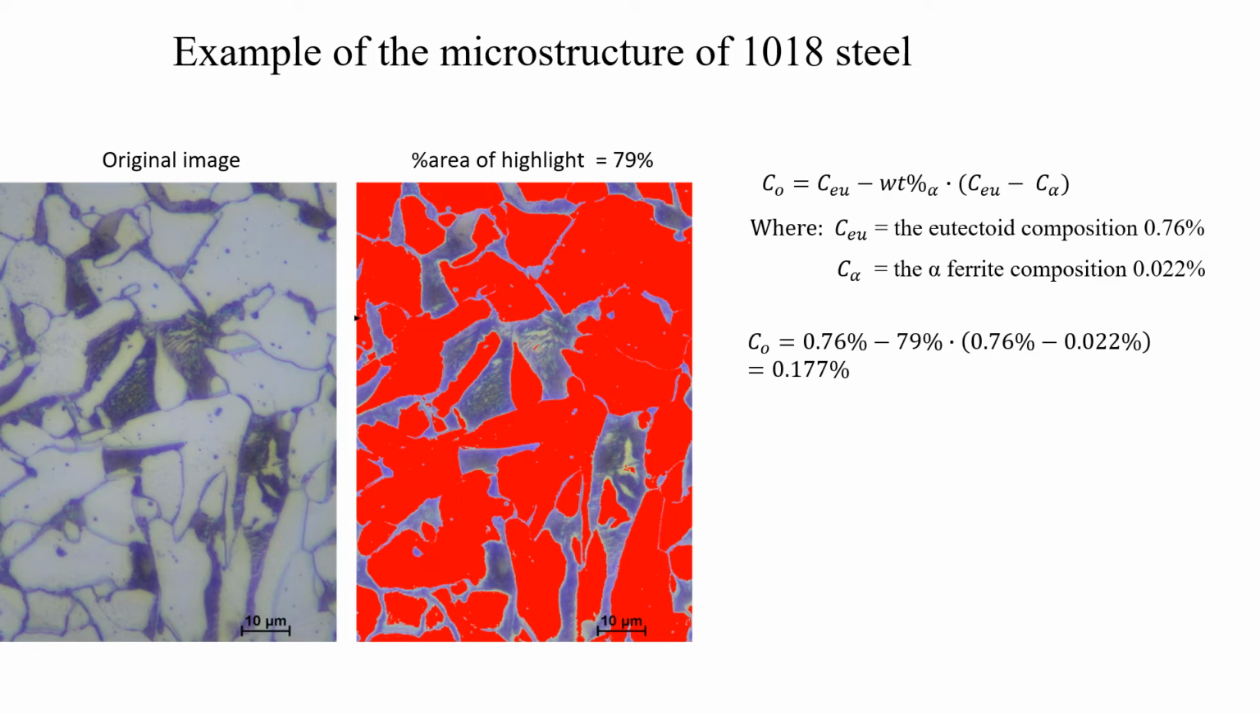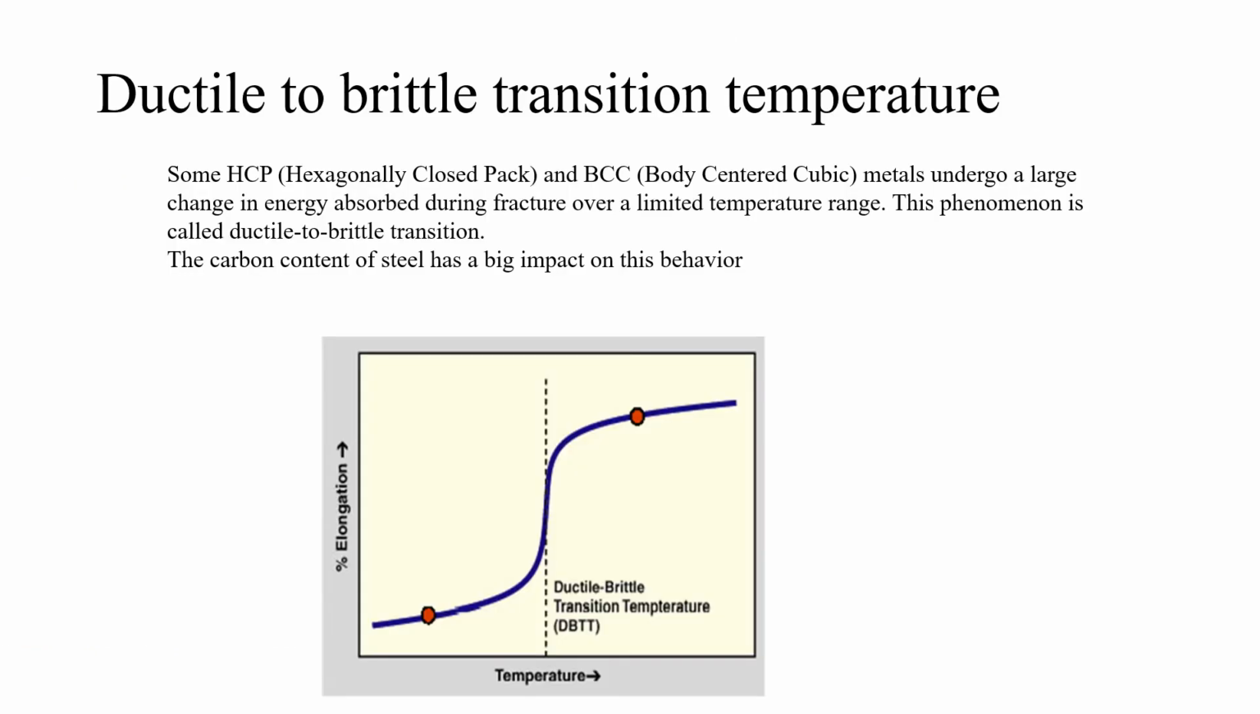You're going to look at two different steels with different carbon content. Then we're going to study a very interesting behavior called ductile to brittle transition temperature. What happens is that some materials, such as HCP and BCC metals, will undergo a huge change in energy absorption when at a very low temperature. Okay, this phenomenon is called ductile to brittle transition temperature.